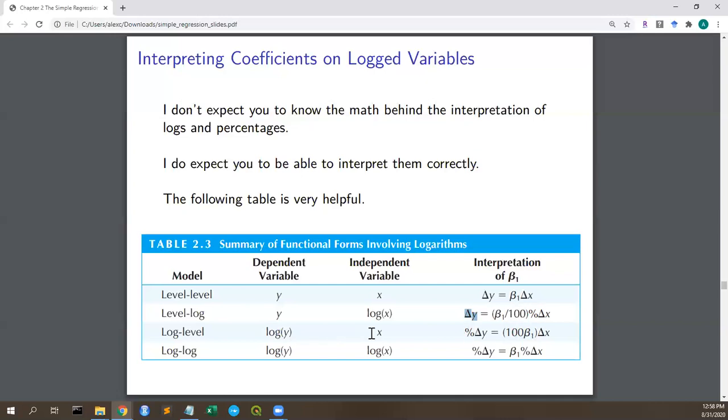If you log y and leave x regular, you say a 1 unit change in x leads to a beta 1% change in y. So use this table to help you with interpretation. There are also other resources online that have examples. I know of one good website, and I can try to find it for you. It has an example in English of each of these things, and it's really helpful to understand the interpretation.